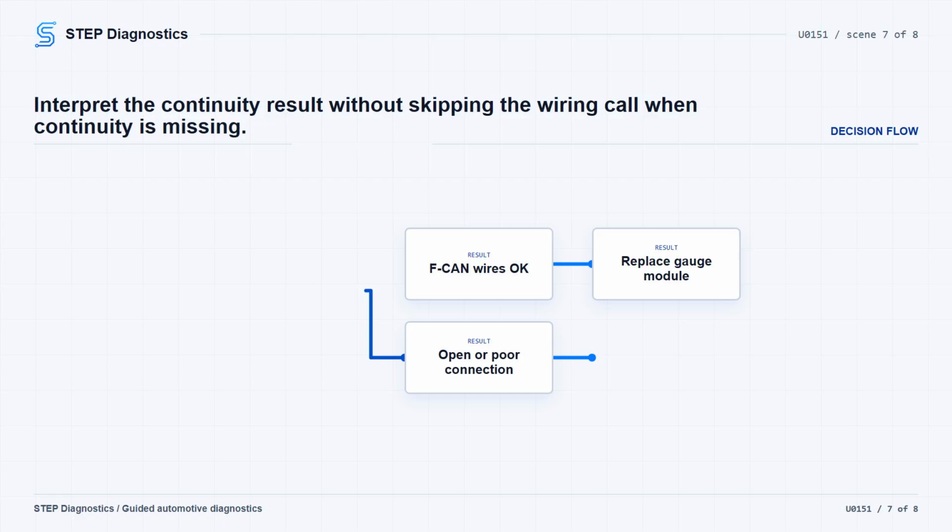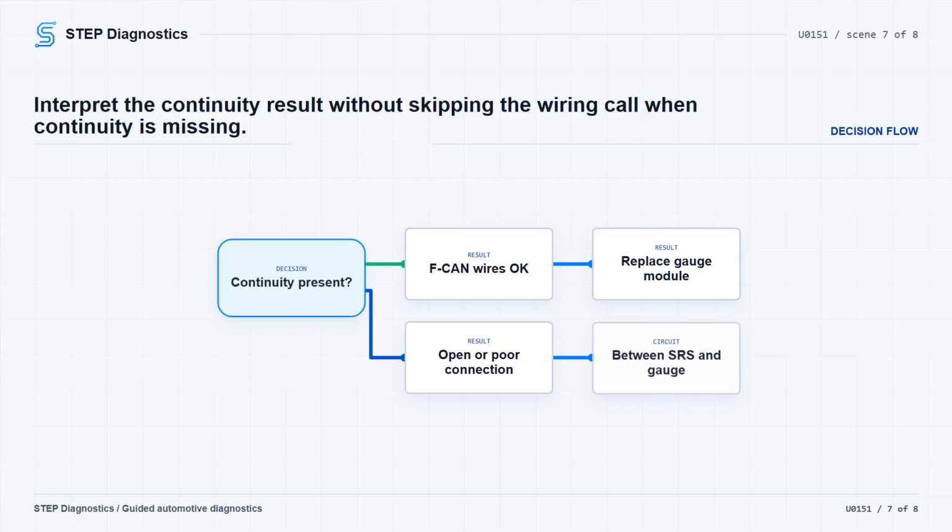If continuity is missing, the result points to an open or poor connection in the FCAN wiring between the SRS unit and the gauge control module. Do not jump past that result. Stay with the wiring fault indicated by the test path before making a module decision.